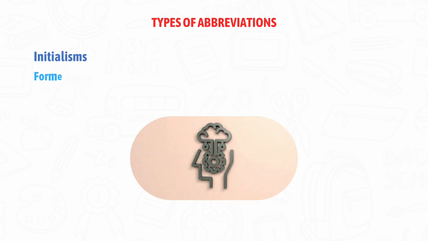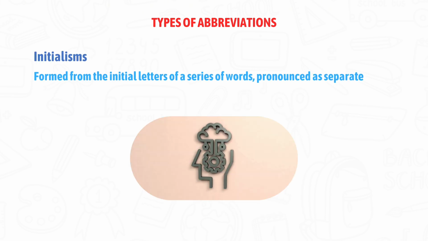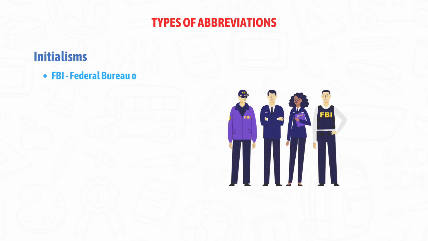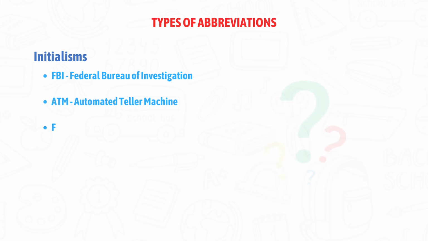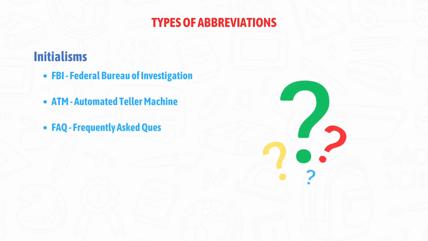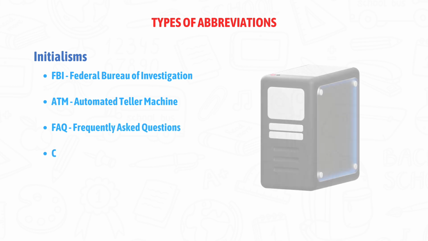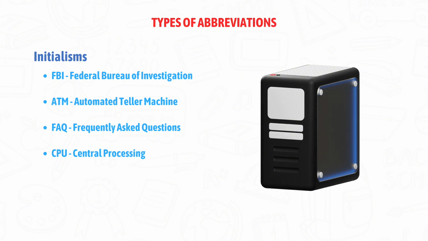Initialisms, formed from the initial letters of a series of words pronounced as separate letters. FBI, Federal Bureau of Investigation. ATM, Automated Teller Machine. FAQ, Frequently Asked Questions. CPU, Central Processing Unit.